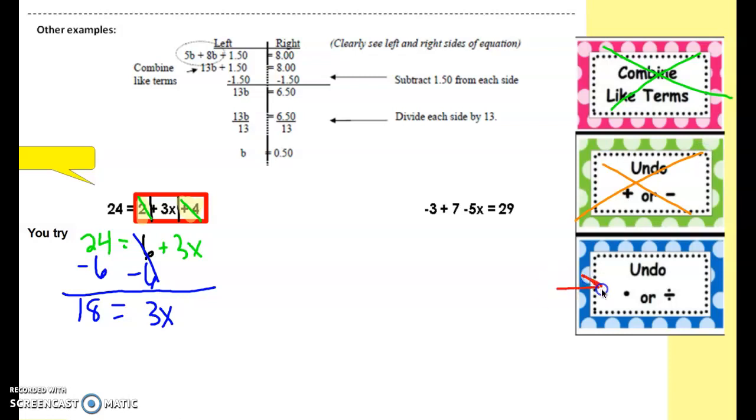Then last but not least, we're going to undo multiplying and dividing. This is multiplying here, so we're going to undo it by division. And we get x equals 6.